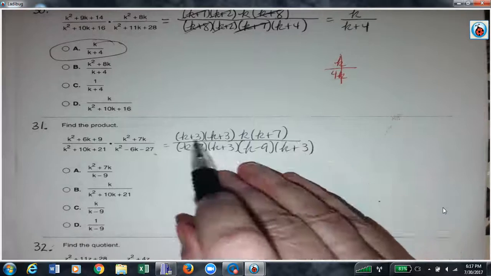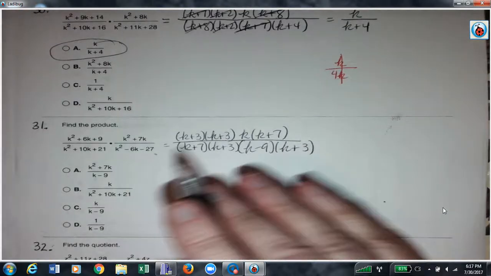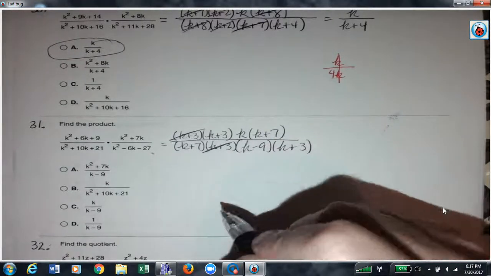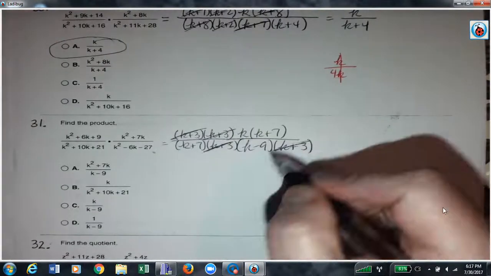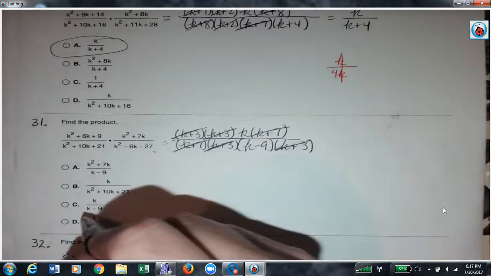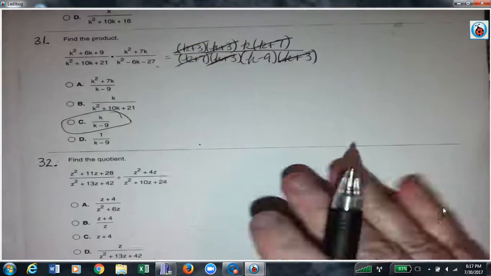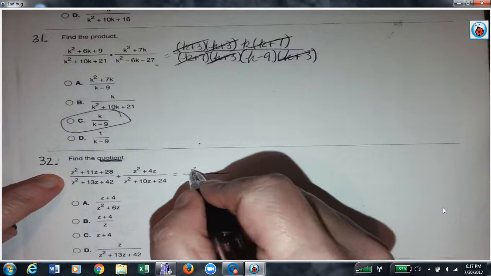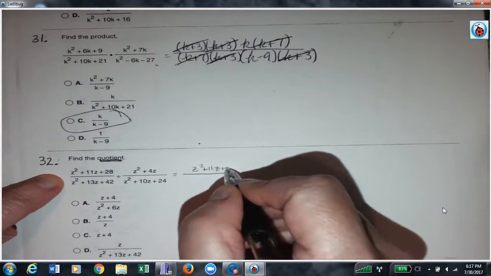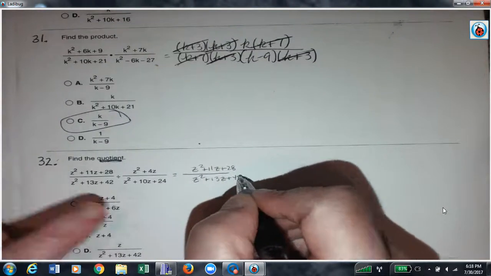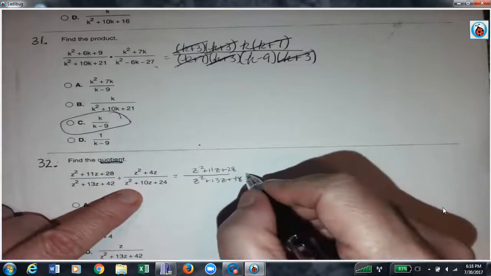Now I have a product of 4 things in the top, a product of 4 things in the denominator, so the k plus 3's cancel, and the k plus 7's cancel, and I'm left with k over k minus 9. 32, find the quotient. Well, that's going to be the same thing as the first one, unchanged, times the flip of the second one.